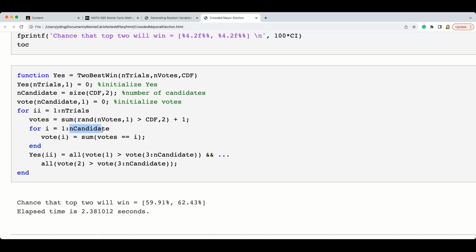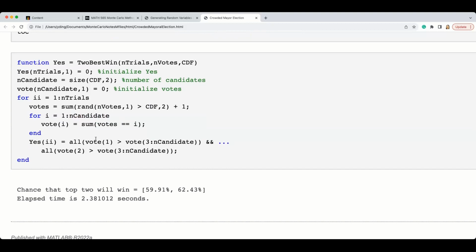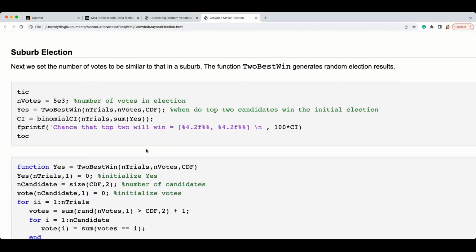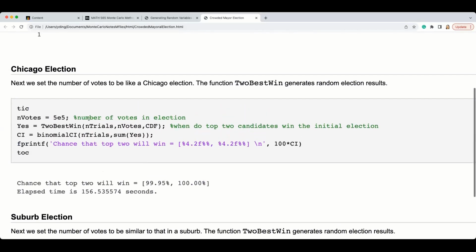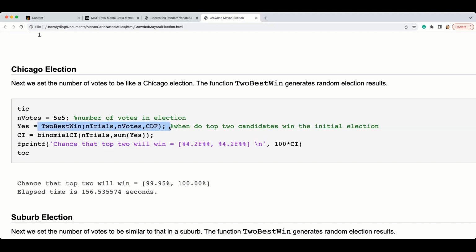And here we have n candidates, and to check for different votes, what is the sum for different candidates? Votes is exactly equal to I. So yes, vote 1 is greater than all the others, and also vote 2 is greater than all the others. We're trying to check if that's the true case. So you do this, and then you will have the n trials and votes, and this will return your binomial. Actually, it's the Bernoulli vector because you will have either 0, 1, 0, 1, so true or false.